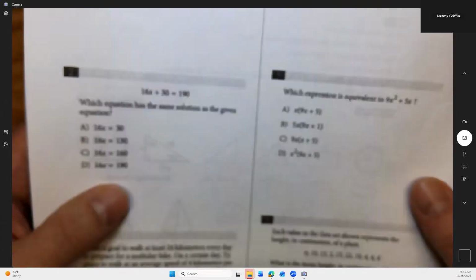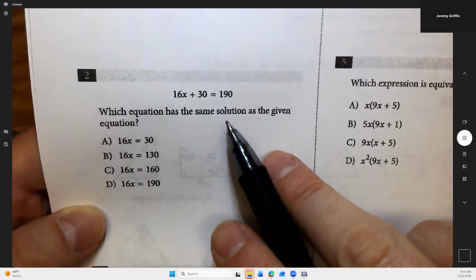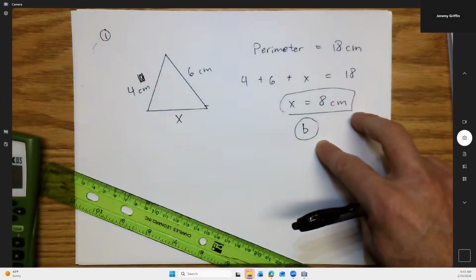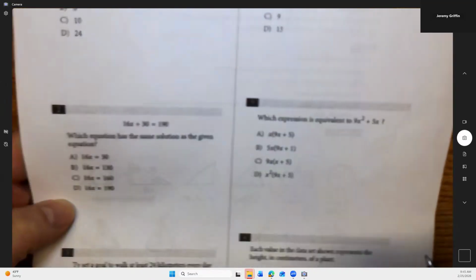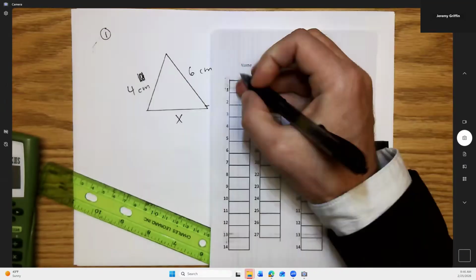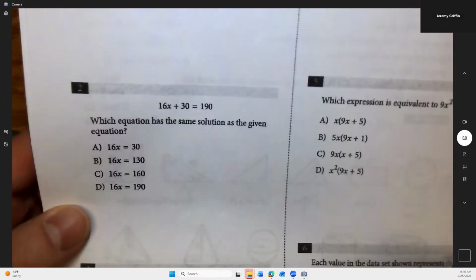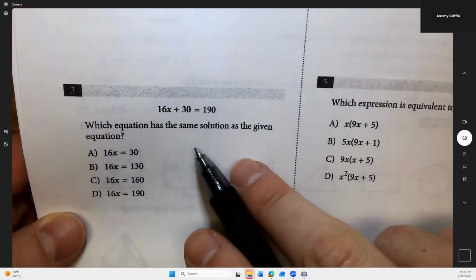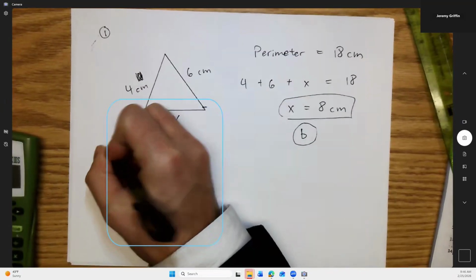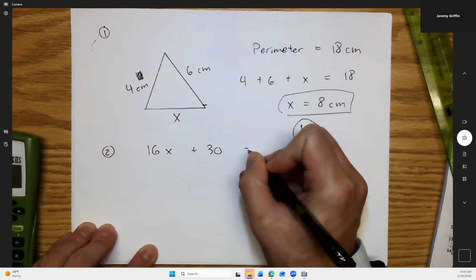Next one, number 2. What was the answer for number 1? 8 centimeters, which is B. I'm going to start marking up mine. Are you marking your keys as we go along? Yep. Everybody knows number 1 is B. Number 2: which equation has the same solution as the given equation? 16x plus 30 equals 190.